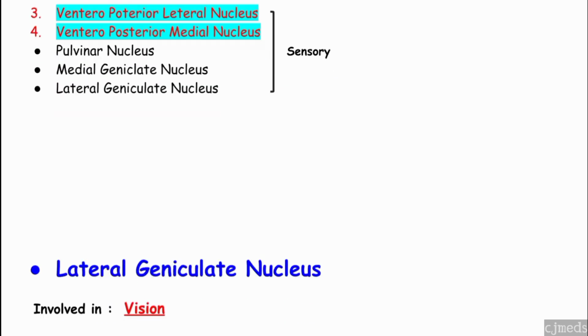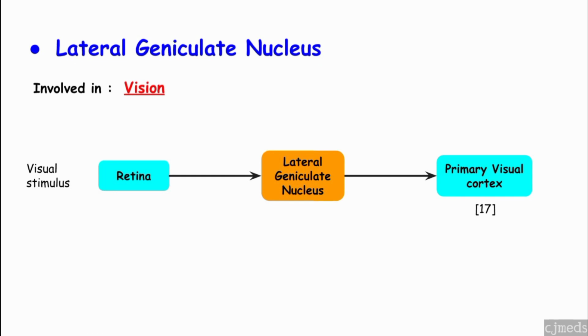Let's start with the lateral geniculate nucleus. Basic thing to remember is that the lateral geniculate nucleus is involved in the visual pathway or vision. To remember this, you can use a little trick here. It is that the lateral geniculate nucleus, the L for lateral can be remembered as L for light. So light equals vision. So the visual stimulus coming to us hits the retina in our eyes.